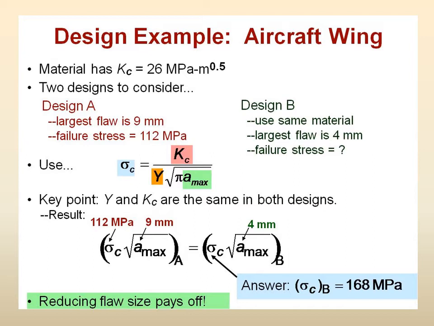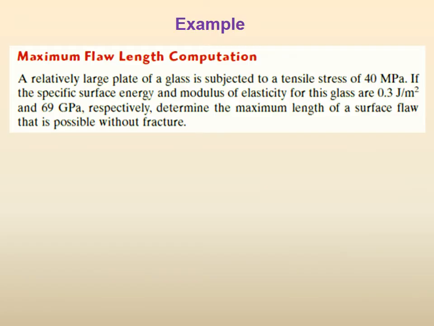But now this result that you are getting is totally brand new, right? This is material science and solid mechanics based on pre-existing cracks in the material, not based on the assumption that the material is flawless. So let us take an example now. A relatively large plate of glass is subjected to a tensile stress of 40 megapascal. If the specific surface energy and modulus of elasticity for this glass are 0.3 joule per square meter and 69 gigapascal respectively, determine the maximum length of a surface flaw that is possible without fracture.